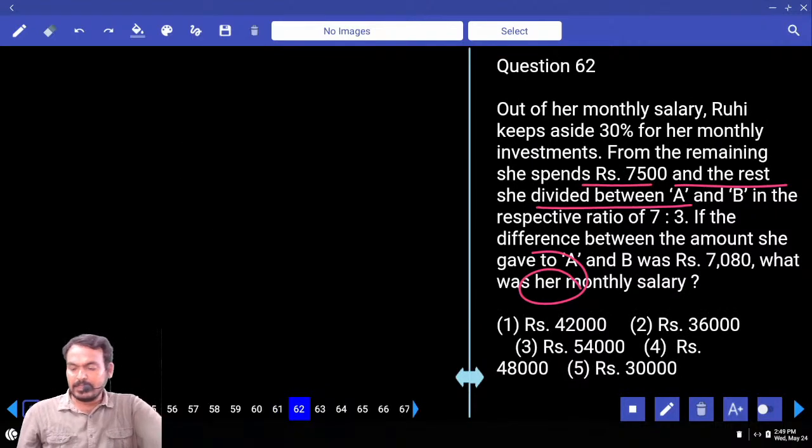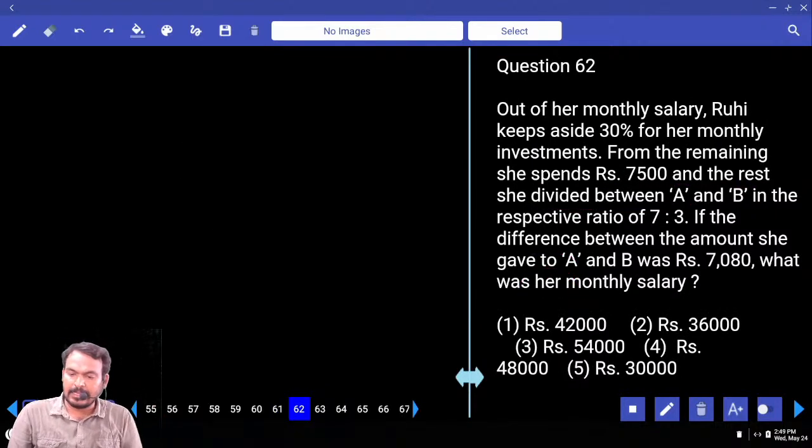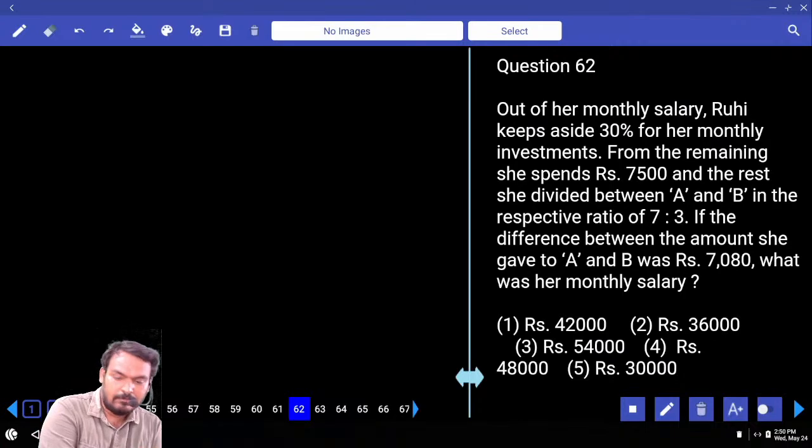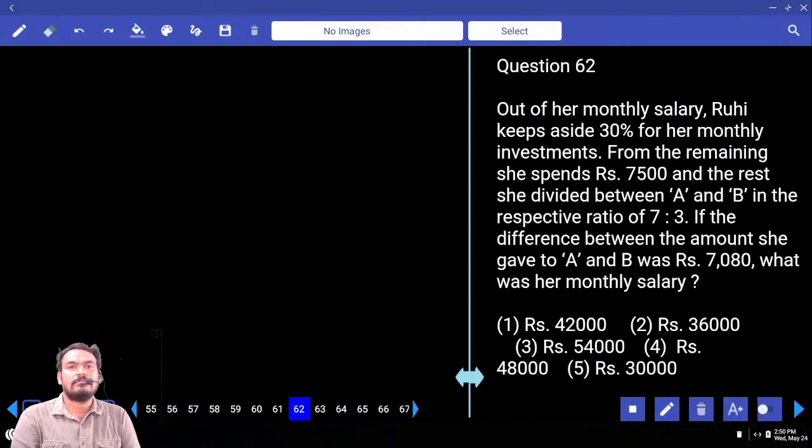Next, out of her monthly salary, Ruhi keeps aside 30% for her monthly investments. From the remaining, she spends 7,500 and the rest she divided between A and B in the respective ratio of 7:3. If the difference between the amount she gave to A and B was 7080, what was her monthly salary? First, consider monthly salary as 100%. In that 30% investments. What is the remaining? 70%.